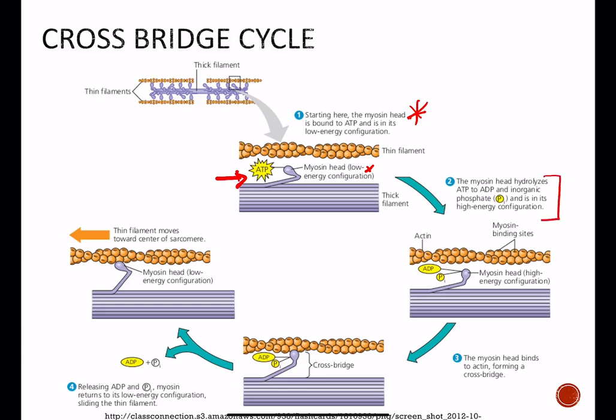The myosin head has an enzyme called myosin ATPase. And myosin ATPase is the enzyme that hydrolyzes the ATP to rip off one of the phosphates, to release the energy, and provide the energy necessary to get that myosin head into its high energy configuration. This is the step that actually uses up ATP. It's the energy required to pull the slingshot back.